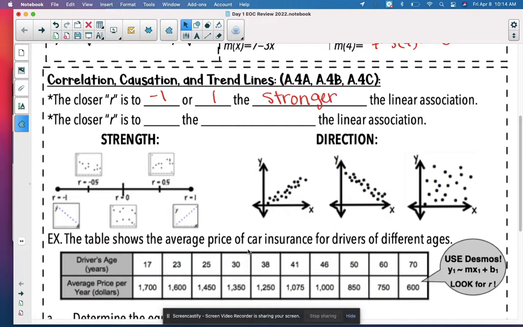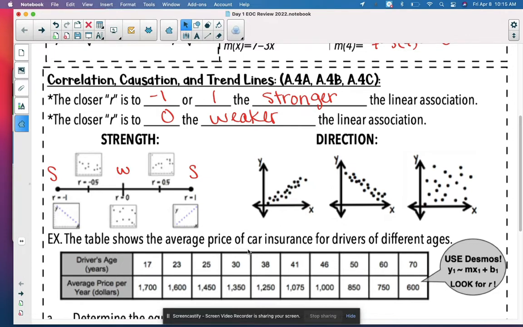If you look below at the chart that talks about strength, it's going to be at the far left or the far right, and these plots look like lines. They follow a pattern. So the closer they are to 1 or -1, the stronger that line is going to be. The closer that R is to 0, the weaker this linear association is going to be. That's towards the middle, where there really is no pattern. It's just a bunch of dots randomly placed all over the graph.